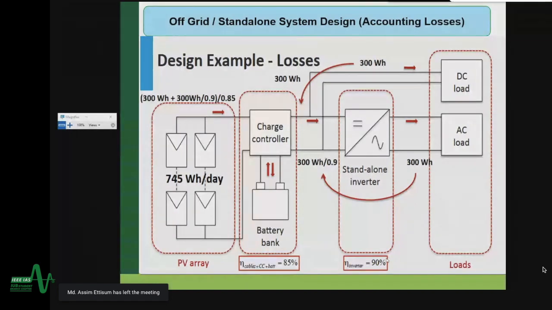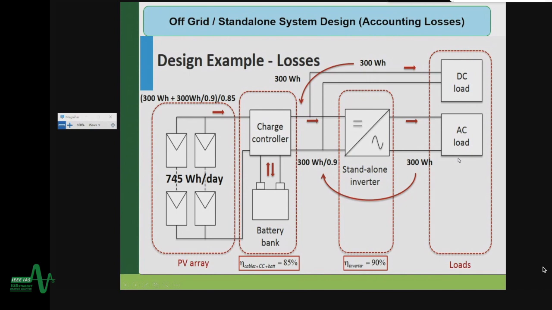Let's come to the accounting losses section. As you can see, the DC load goes directly to the charge controller and battery bank system. No inverter will be there since it's a DC to DC conversion system. We are considering the efficiency of the charge controller and battery bank; the total efficiency is 85%. And for the single standalone inverter, we are considering an efficiency of 90%.